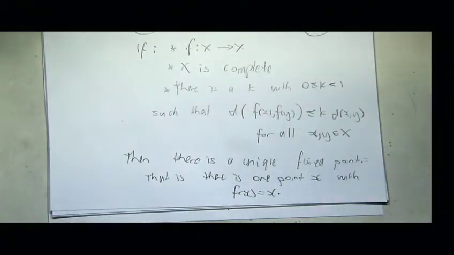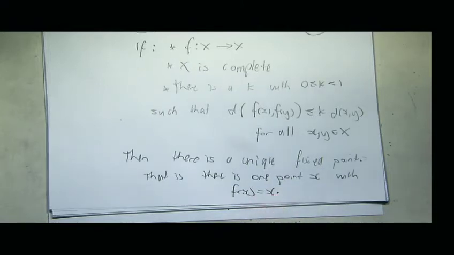In terms of the picture I was drawing, if they all get closer together, it seems reasonable that if you think about doing it multiple times, they'll get closer together again, closer together again, closer together again. They'll all get closer to something. That something is this point x. Okay? And so we're saying that somewhere in there, if they all get closer together, there must be one point that doesn't move at all. That's what this says.